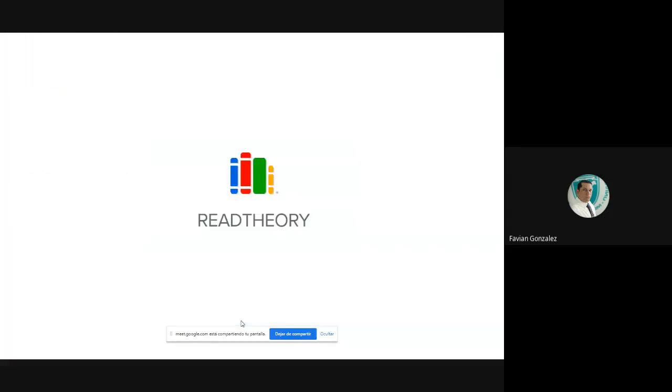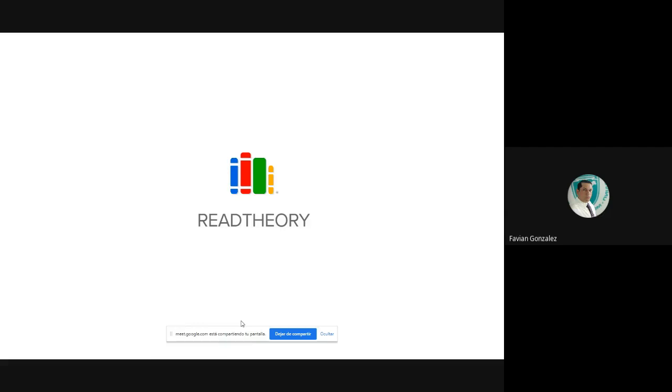Hello everyone. In this tutorial, I'm going to explain how we can use Readtheory to grade our students' reading proficiency level in our English program. And also, we are going to talk about how we can understand the passages that they read, the number of passages that they read, so we can use them to grade their proficiency.